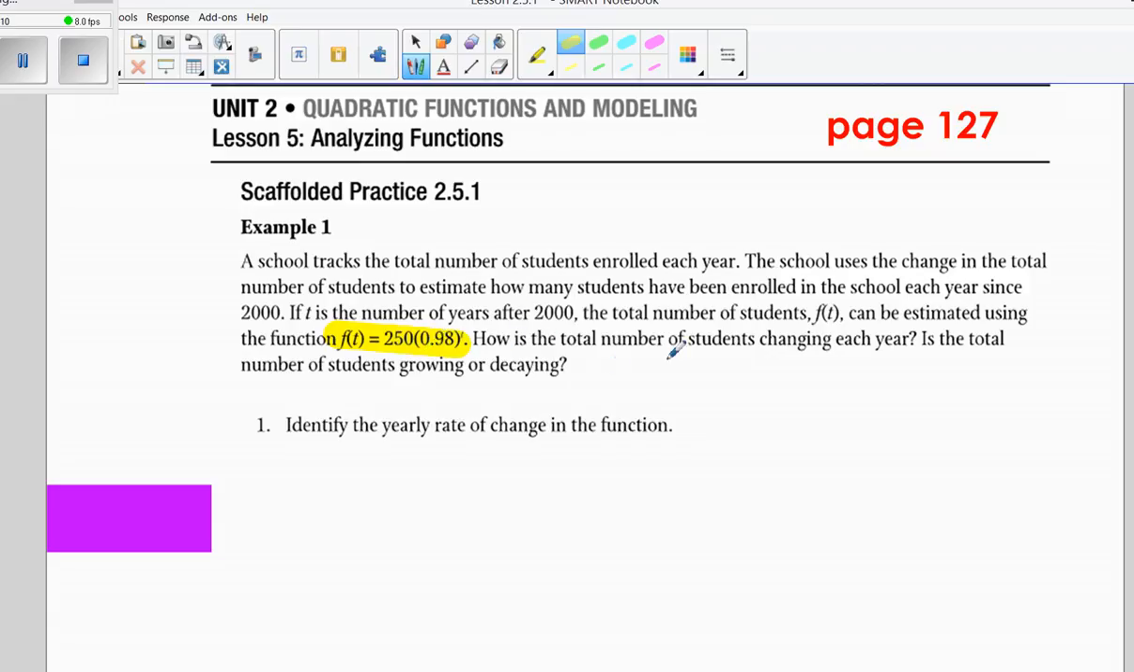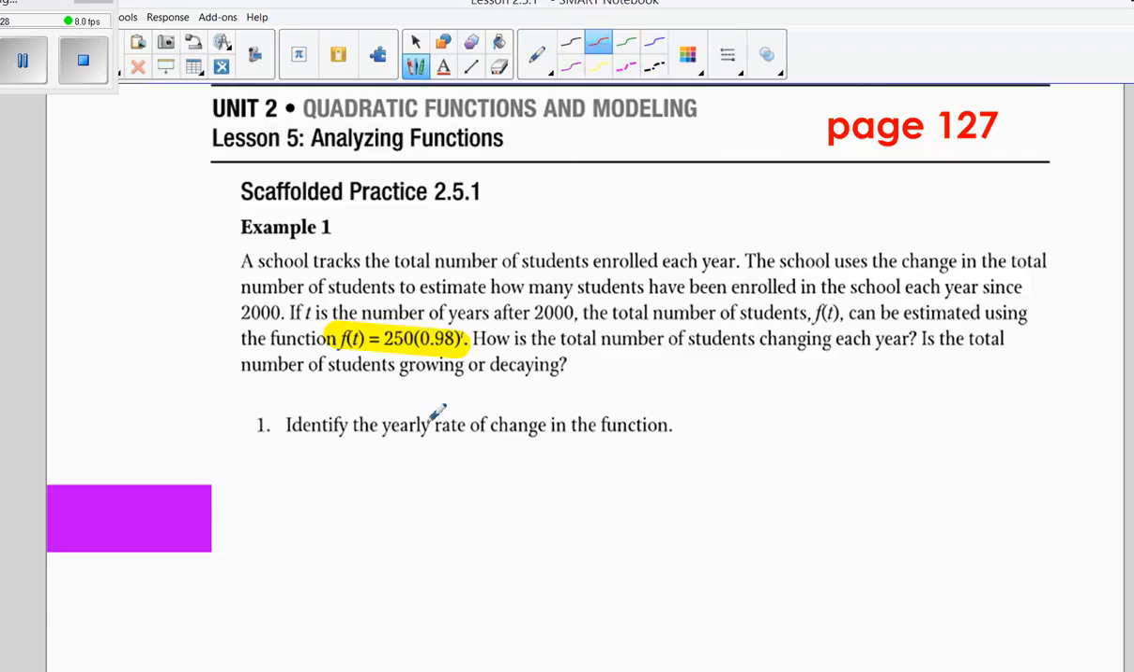It says, how is the number of total students changing each year? Is the total number of students growing or decaying? So there's a couple questions, so you have to make sure you answer all of them. Now, this is a scaffolded problem, so it's really going to tell you what to do for each problem, but you want to get better at understanding what's what and what they are asking for.